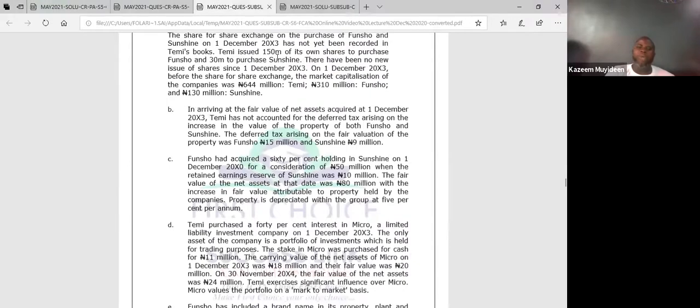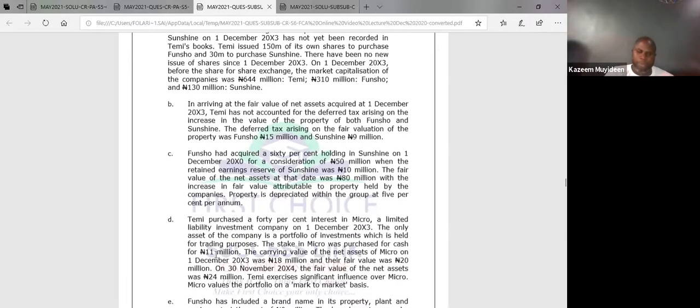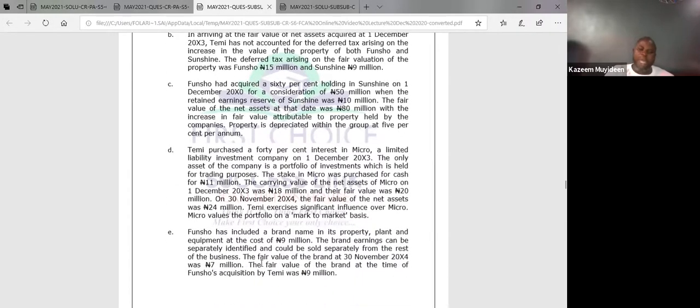I will go to the next question. Let me read the next one. Insurance has included a brand name in property, plant, and equipment at the cost of 9 million. Brand name as part of PPE, that is wrong. The brand name can be identified separately and could be sold separately from the rest of the business.